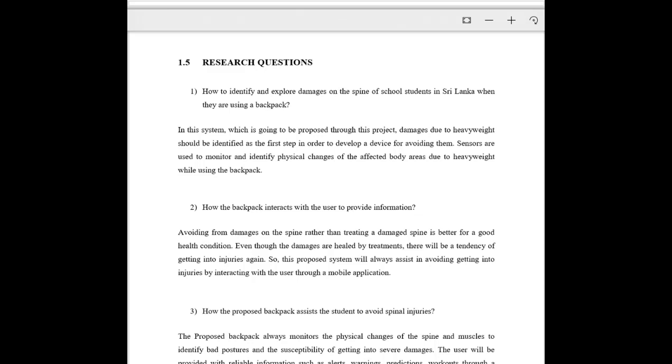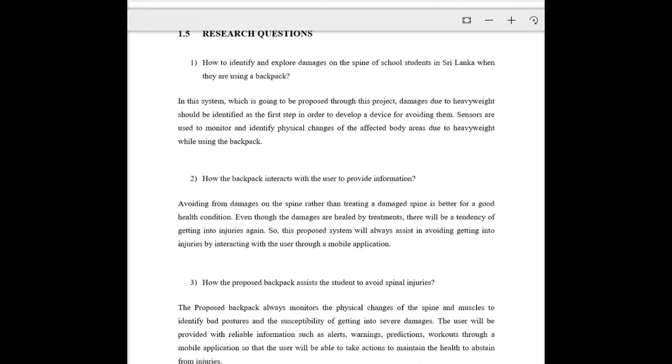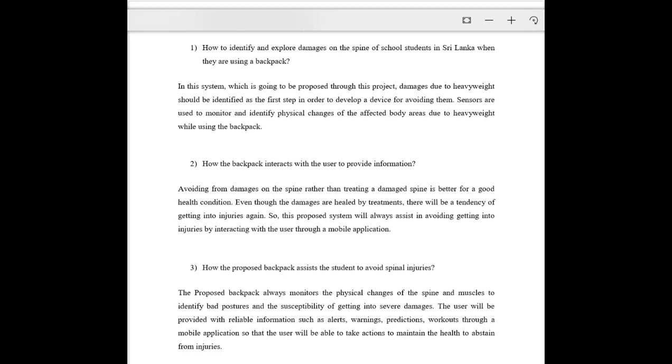Part 5 of this chapter 1 is research questions. These research questions will be answered at the end of this project. As a result, after implementing the device, through this device, all the questions that are mentioned here will be answered by the outcome of the research.